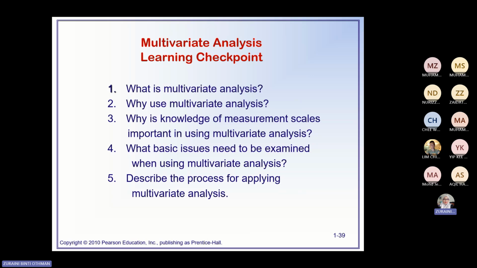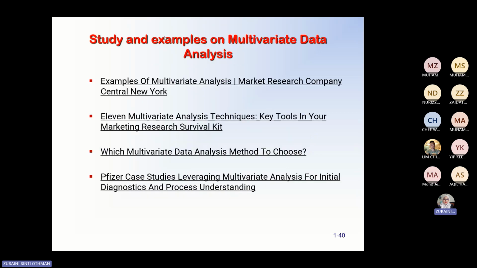The number 4 is what basic issue need to be examined when using multivariate issues. Kita kena tahulah whether macam tadi tu kan macam kita isu je apa. Yang eating out punya tadi tu kan. Contohnya isunya kita nak tahu kenapa orang yang eating out tadi tu kan. So we have to know the issue. Okay, and for number 5, describe the process for applying multivariate analysis. Okay, and this is what I said just now.